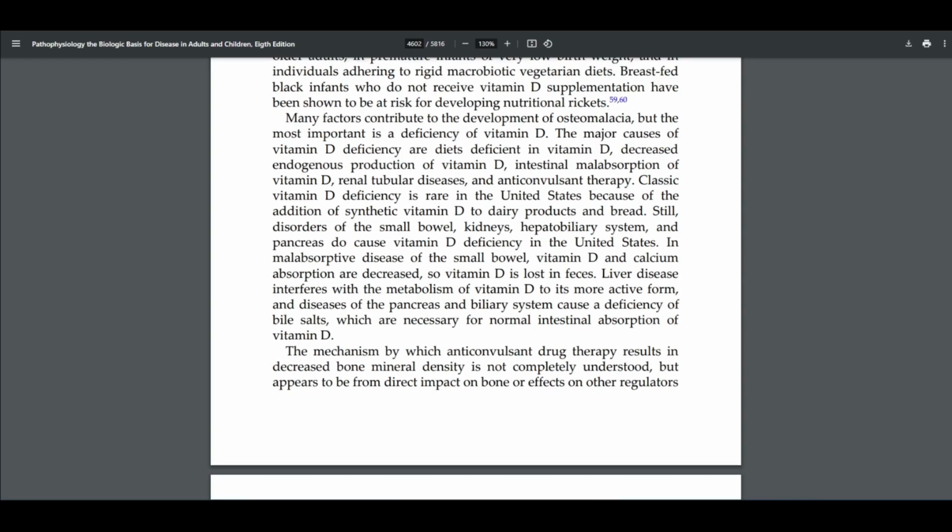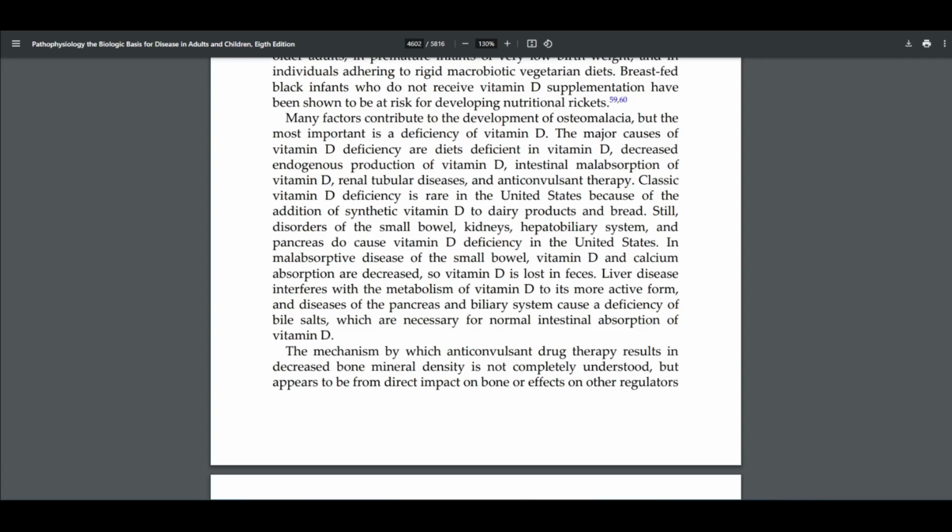Many factors contribute to the development of osteomalacia, but the most important is a deficiency of vitamin D. The major causes of vitamin D deficiency are diets deficient in vitamin D, decreased endogenous production of vitamin D, intestinal malabsorption of vitamin D, renal tubular diseases, and anticonvulsant therapy.